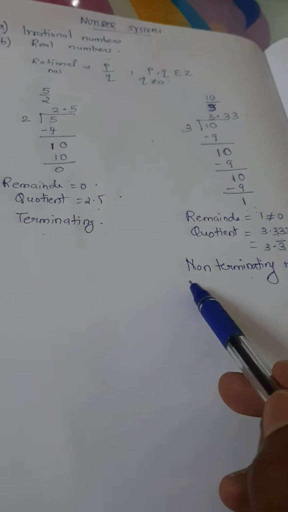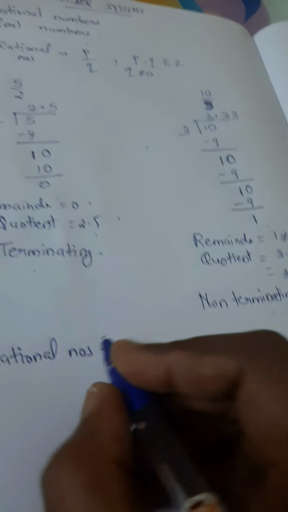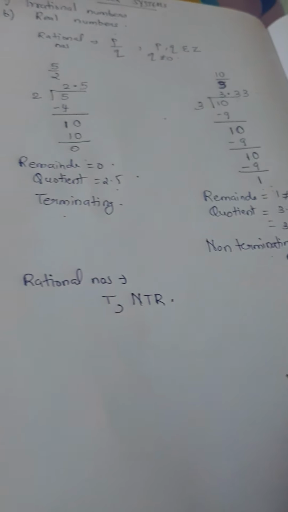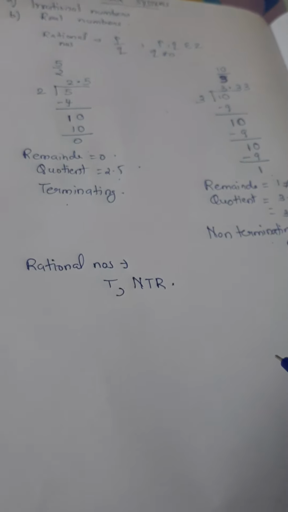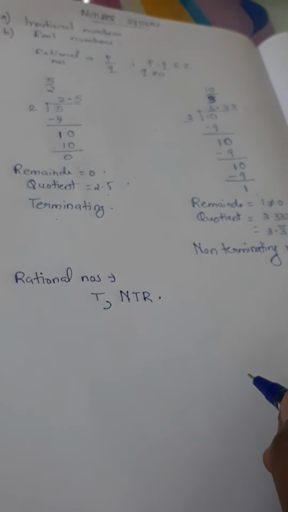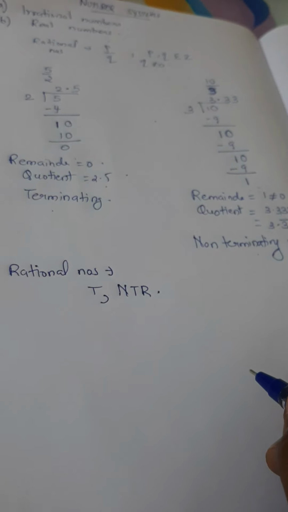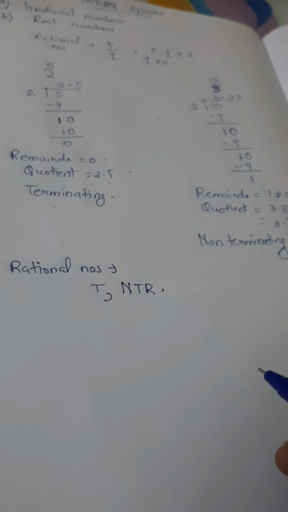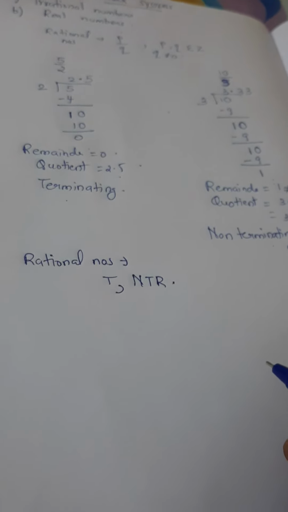So rational numbers have terminating as well as non-terminating recurring decimal values. Now there is one other category of decimal numbers which is known as non-terminating, non-recurring decimal value. Let us take an example.